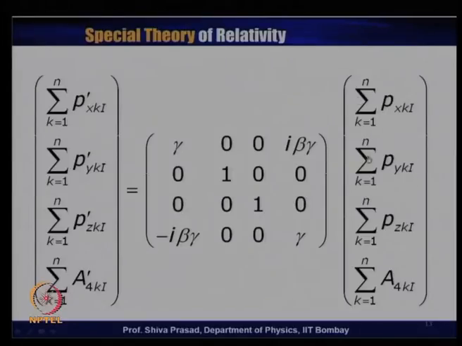Similarly, this will give me the sum of the y component of the momentum of all the particles. This will give me the sum of the z component of momentum of all the particles. A4, as of now, I do not know what it is. So, I will just say A4 ki. Of course, I know the value of A4 in terms of gamma u, but physically, as of now, we do not know what it represents and what its role is as far as conservation of momentum is concerned.